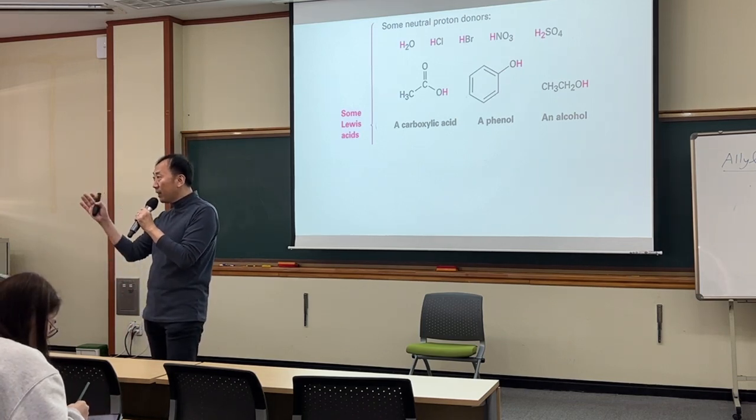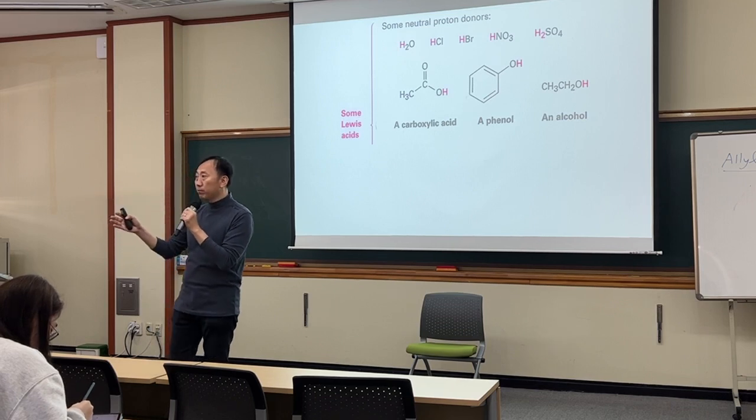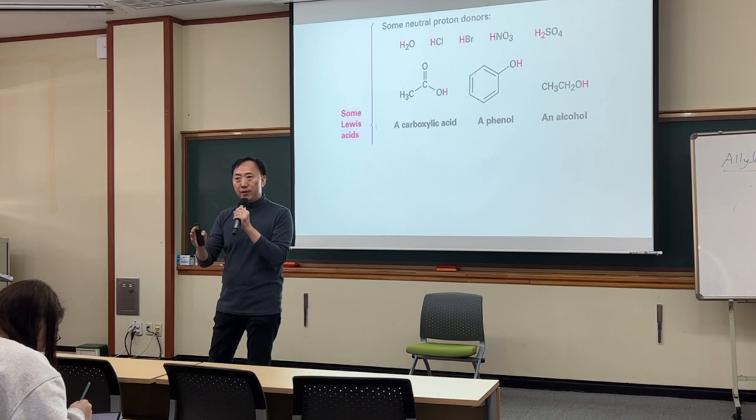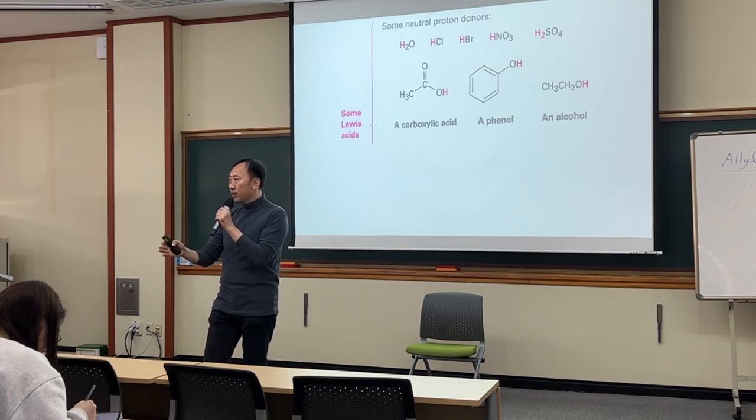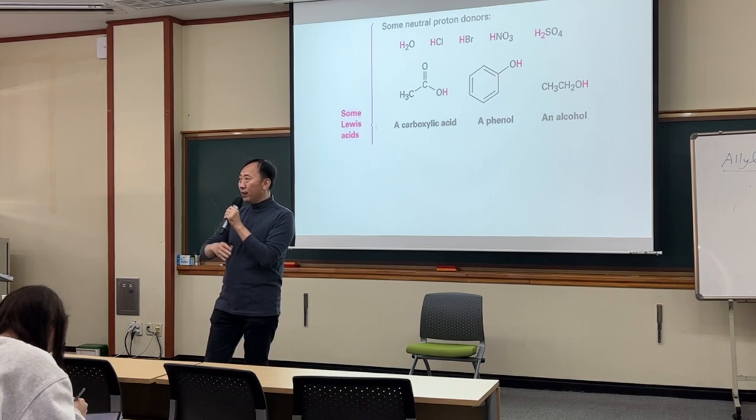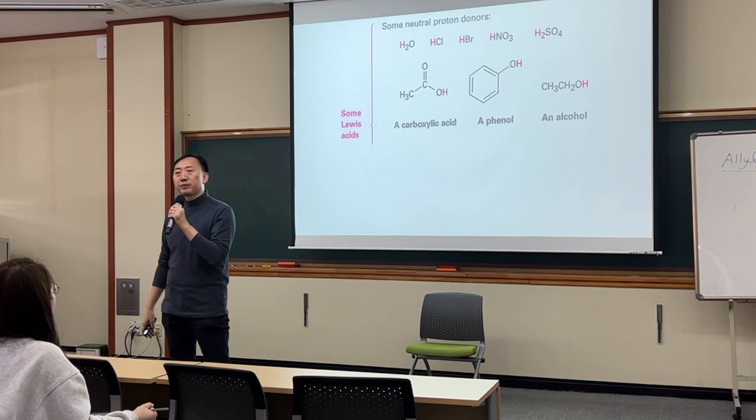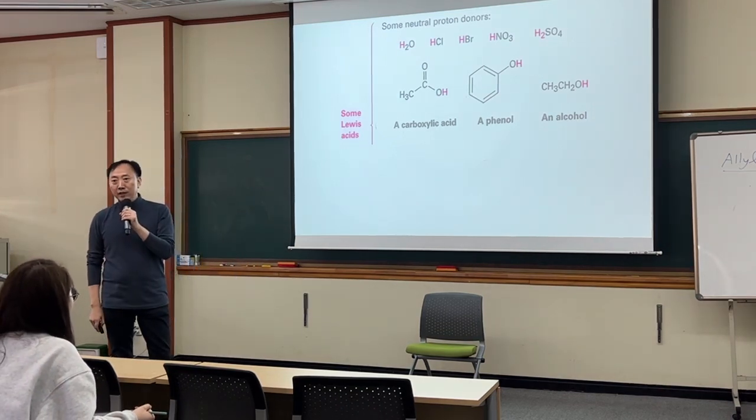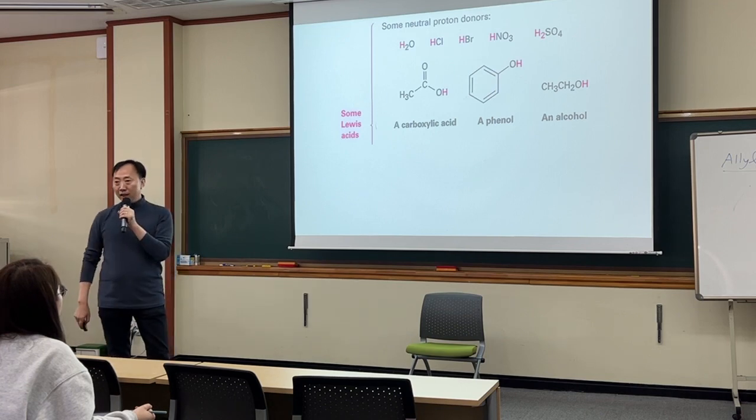One difference is a factor of 10, because it's a log 10 scale. So 4 and 5, 10 times. 4 and 6, 100 times. 4 and 7, 1,000 times. 4 and 8, 10,000. 4 and 9, 100,000. 4 and 10, a million times. So comparing these two, this is a very strong acid and this is a quite weak acid.